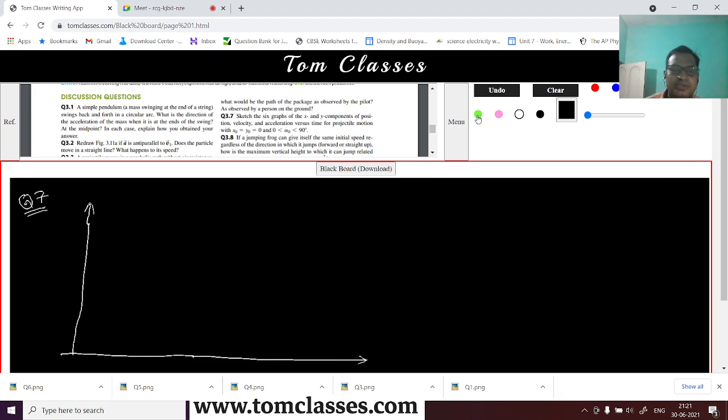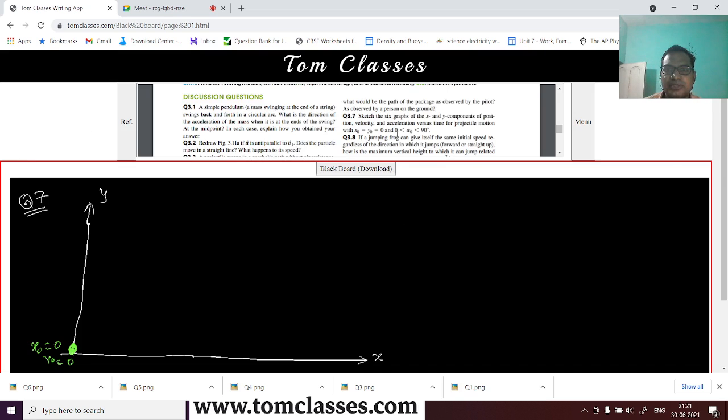Okay, so there is the projectile over here. Now what it is saying is that x naught and y naught are 0. So x naught equal to 0 and y naught equal to 0, right? So this is y, and this is x, right? Okay, and alpha is between 0 and 90 degrees, the angle at which it has been projected. Okay, position, velocity and acceleration versus time for the projectile. So this means 6 graphs. Okay, so if I have to draw the position graph, it is going to be like this, right?